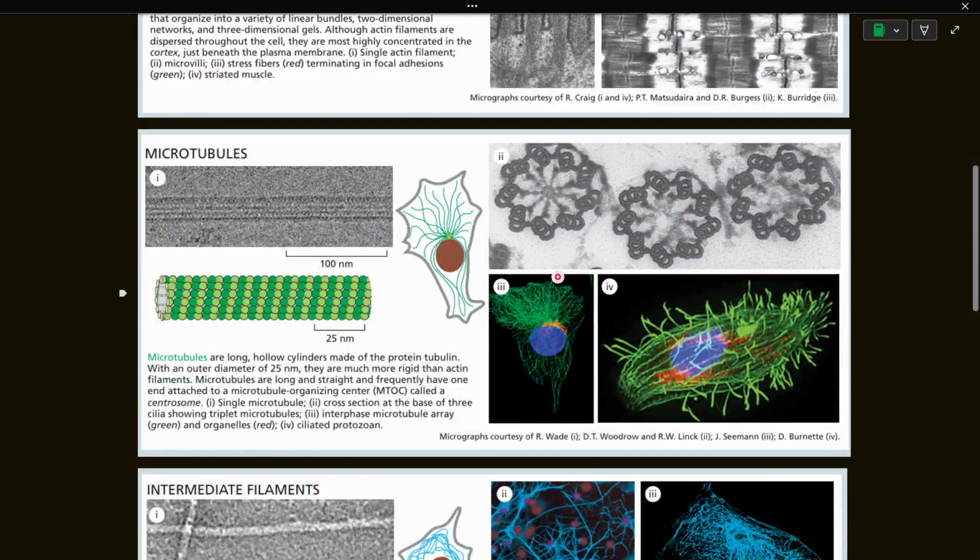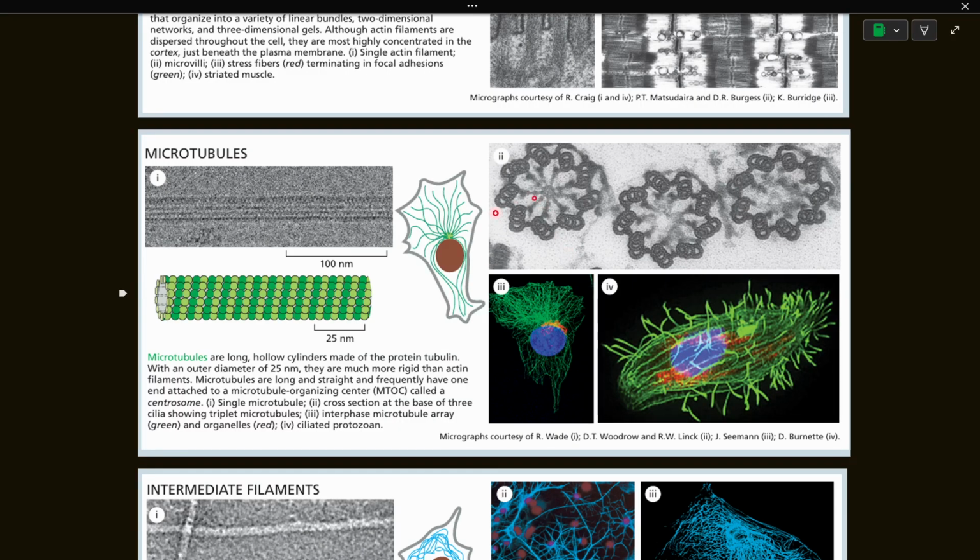This is the diagram of microtubules. Microtubules are long and hollow cylinders. Unlike the actin filaments, which are not hollow, the microtubules are hollow structures. Here you can see the outer diameter of the structure is 25 nanometer, while the inner diameter is 14 nanometer. It is very important because it is going to form the centrosome, and it is going to form motile structures such as cilia.